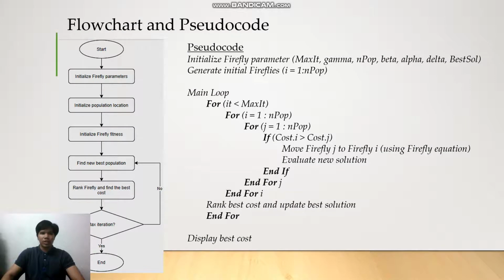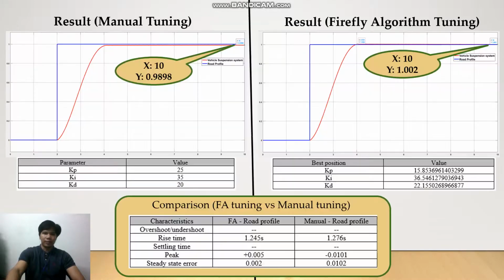So this is the flowchart and the pseudocode for the Firefly algorithm. The Firefly algorithm will start by initializing the Firefly parameters, then initializing the population location, and then initializing the Firefly fitness. Then it will find the new best population, rank the Fireflies, and find the best cost. Then the algorithm will check whether the iteration is maximum or not. If no, it will repeat the steps from finding the new best population, and if yes, then the Firefly algorithm is complete.